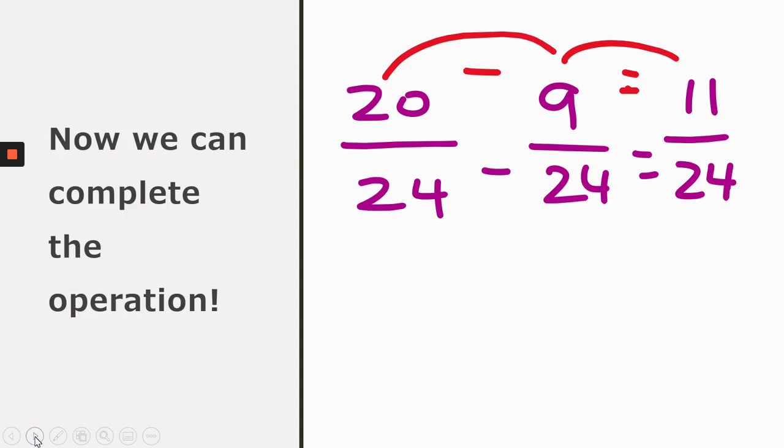Now we can complete the operation. I've put the two new fractions in here. 20 over 24, take 9 over 24. Remember, we leave this denominator the same in the answer. And the working that we're going to do, in this case the subtraction, I'm going to do with the numerators. So 20 take 9 would give me 11. So my answer would be 11 24ths.